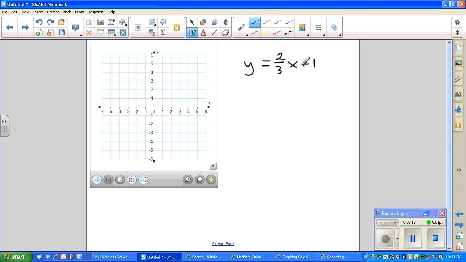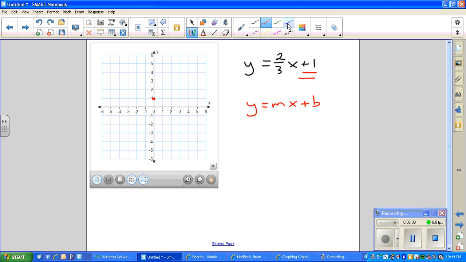So the first thing to do is to look for your y-intercept, which is right there. Remember, this equation is in slope-intercept form. And the b value, the y-intercept value, is 1. So I'm going to go over here on the y-axis. This is the y-intercept. I'm going to put a point at 1.